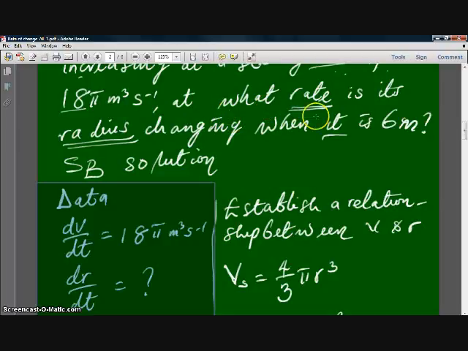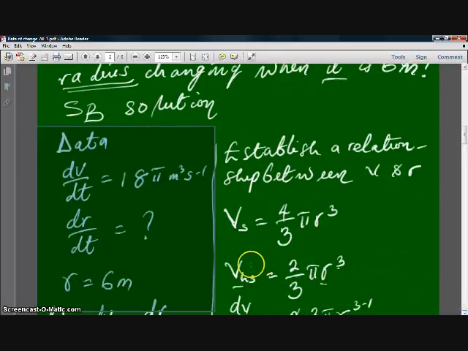At what rate is its radius changing? You see, this is the question. It means this time the question is asking us about dr dt. That is why here I have written that dr dt is equal to question mark, what we don't know. And again, the question says its radius is 6 meter, so that's why I put here r equals 6 meter.